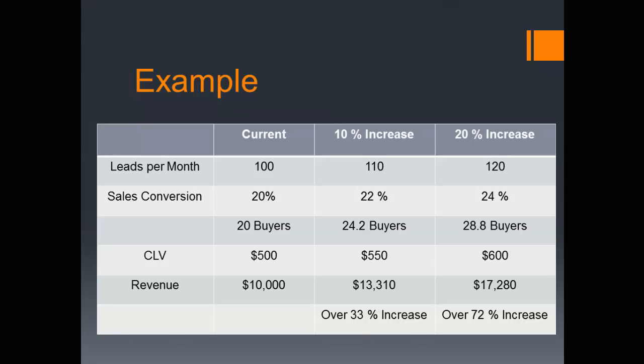Next, we're looking at sales conversion. So we are going to increase it from 20% by just 10% to 22%. So instead of 20 buyers, we're going to get 24.2 buyers.